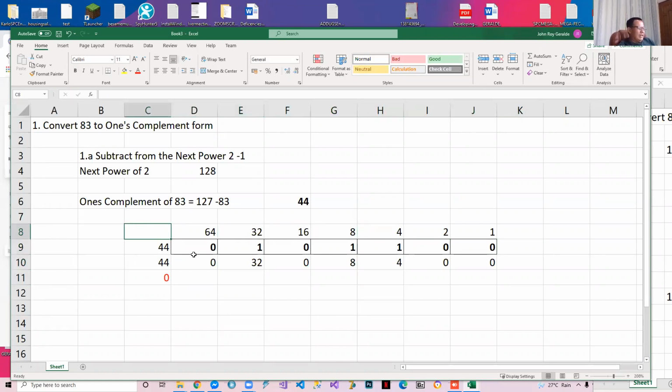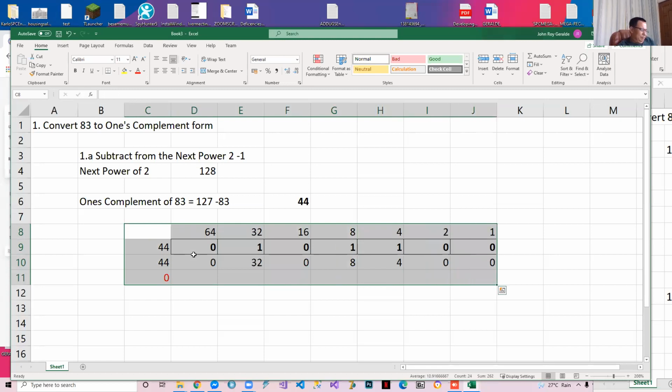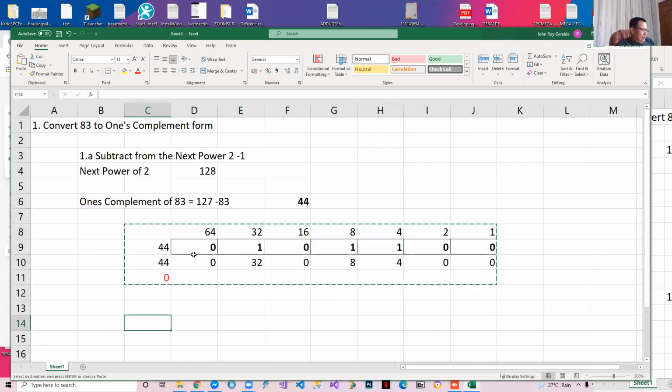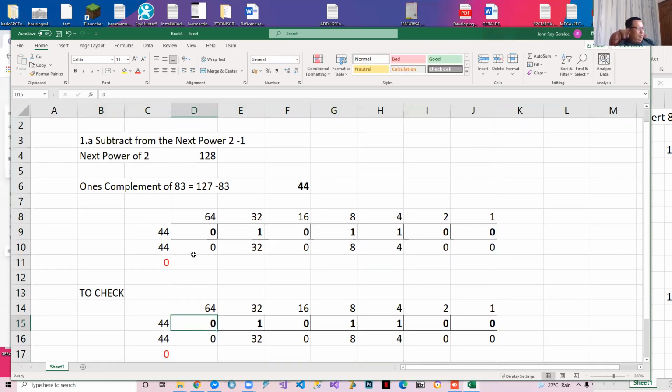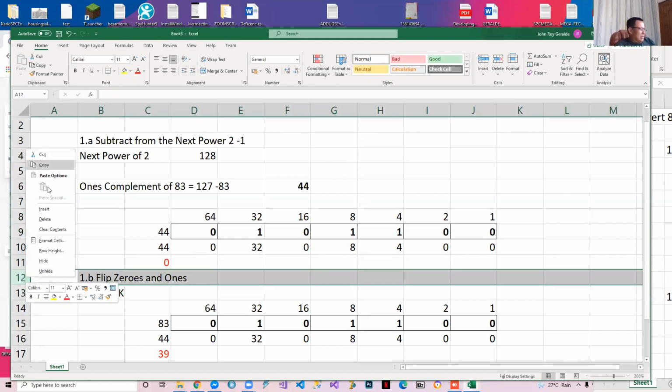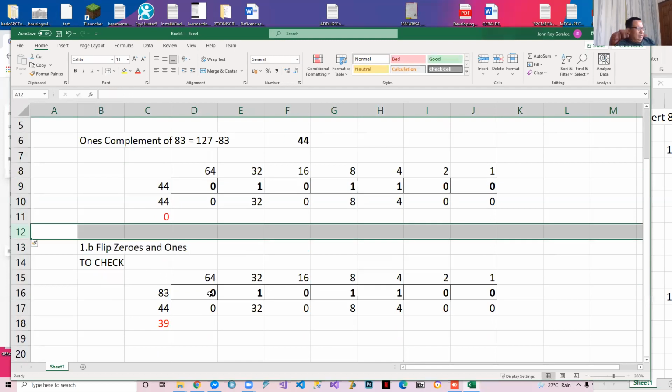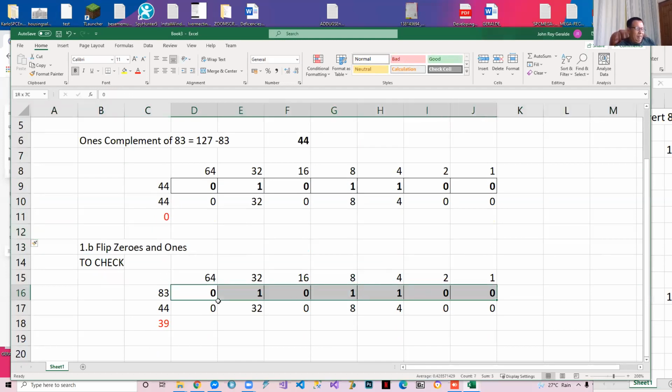If we try to convert 83, no? Let's try to convert 83. Let's just check. Okay. So we'll use 83 here. It's actually method 2, no? 1B. Flip zeros and ones. We'll just flip zeros and ones. That's the second method. That's actually to check, at the same time, our first answer. No? So we'll delete this because we need an 83.